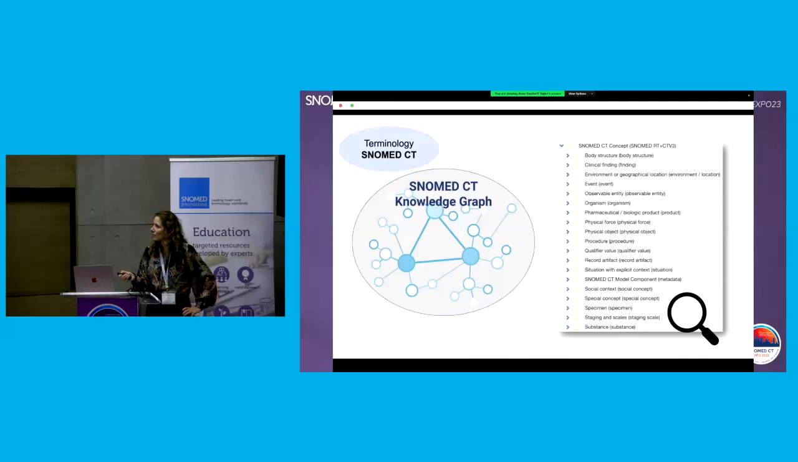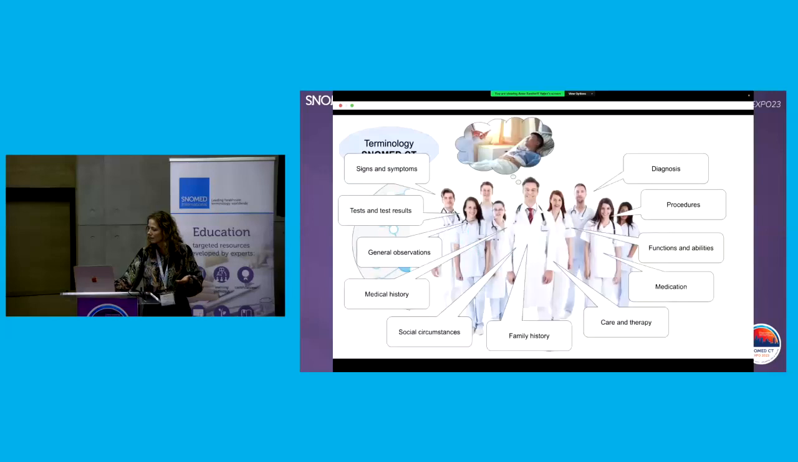Body structure, clinical findings, events, and so forth. And we'll come back to all of these because this is really the essence. We have 350,000 concepts organized into these hierarchies. Behind these hierarchies, we have this huge semantic network. And then we have SNOMED that's ready to be implemented because it's very comprehensive.